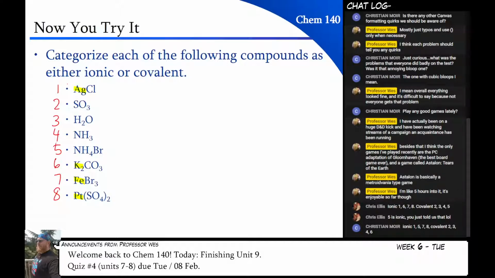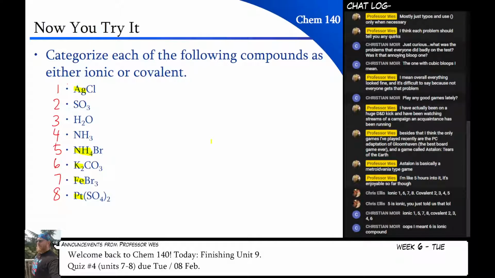But yeah, you also just notice that, wait a second, NH4 is in there, and you'll notice that I conveniently also put in NH3, which is totally covalent because it's not NH4. So be very careful is really what I'm trying to say here. So yeah, the ones that I've highlighted in yellow have metals, and thus are my ionic. So 1, 5, 6, 7, and 8 are ionic. And then 2, 3, and 4 are covalent.